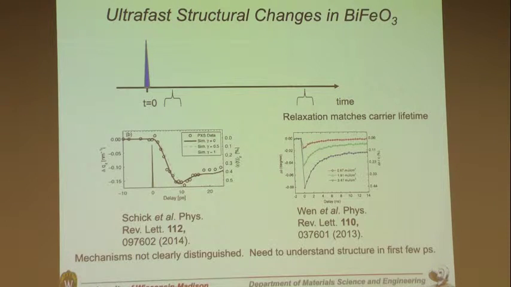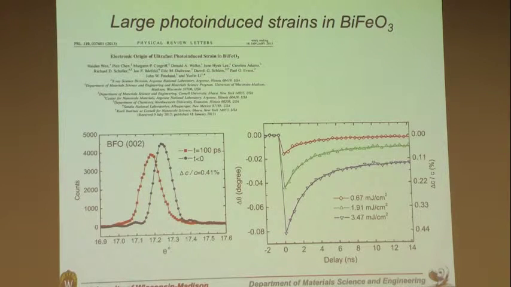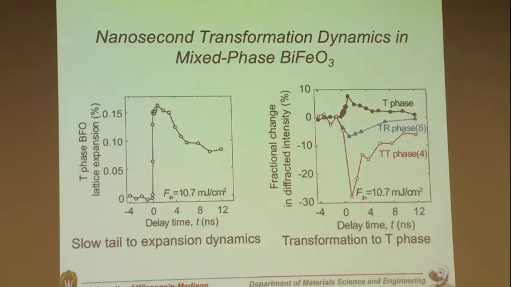BFO expands when you heat it, so you have to be aware that maybe there's a little thermal contribution in here someplace. Okay, here's the photo-induced strain. So you just pump BFO above band gap, and it shifts to a lower lattice parameter. Here's what happens in the mixed phase. So this is the expansion of the T phase lattice parameter. This is the delay time in nanoseconds. So this is the measurement at the APS. You can see that here we pump it at T equals zero. It expands, and then it expands some more, and then it contracts.